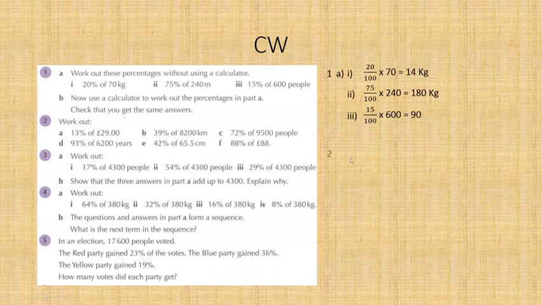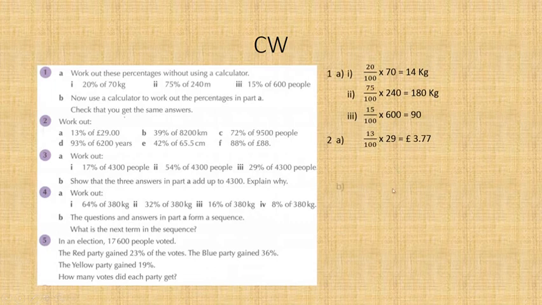Here I have number A. It's going to be 13% of 29. So I'm just making it as before. 13 over 100 times 25, which equals 3.77 pounds. Okay, don't forget to write down your unit.